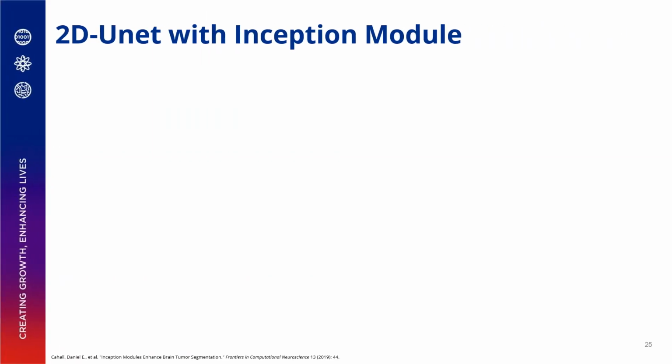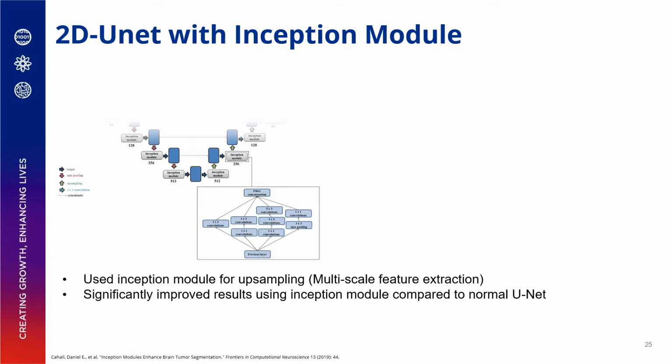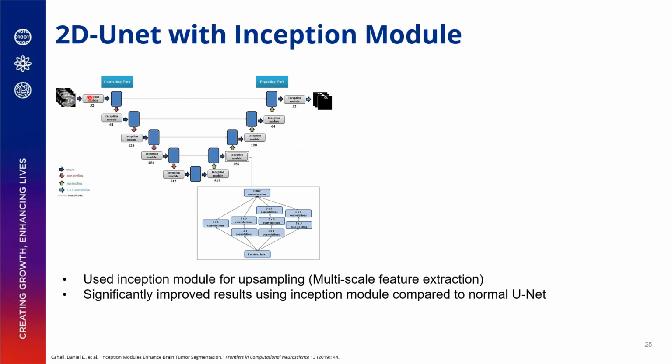Another way people improved 2D U-Net is by using the inception module. So essentially, instead of just upsampling using your up-convolution, scientists introduced the inception module. The great thing about the inception module was that it performs multi-scale feature extraction over here.